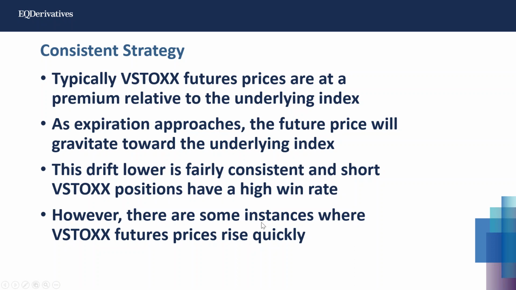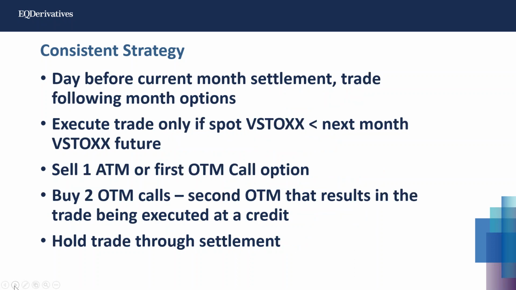So there are instances where VSTOXX futures rise quickly, and there are lots of instances where the VSTOXX future will drift down to spot VSTOXX. So here's what I did, and I tried to be very rules-oriented, because if you put subjectivity into this and start twisting things around, it kind of opens you up for criticism. But this is a very straightforward, rules-based concept.